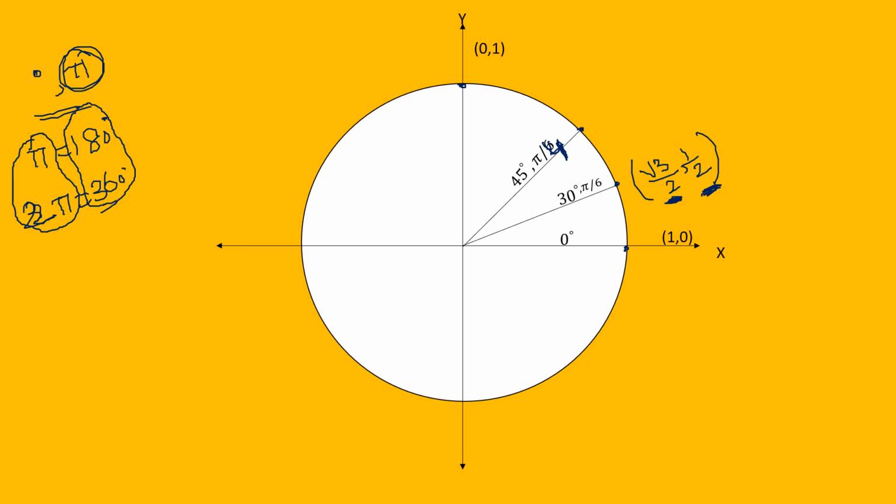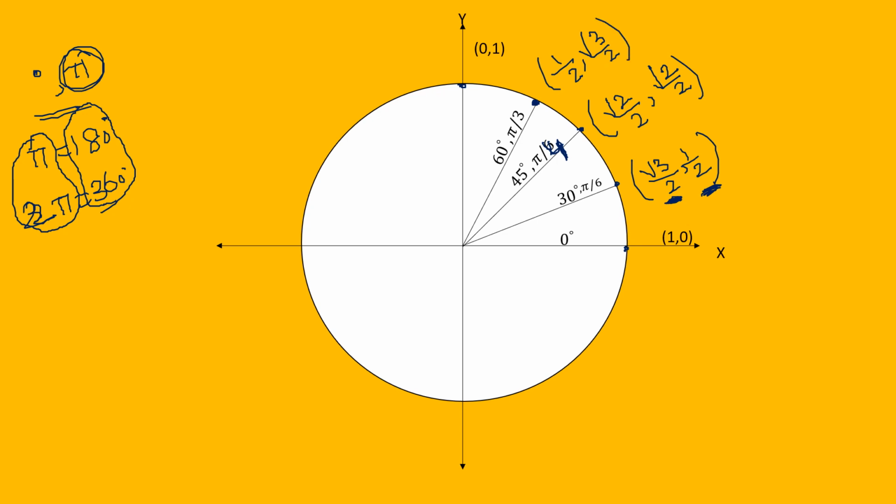So the point is over here, and what will be the value over here? It's actually root 2 by 2 and root 2 by 2. But after simplifying it, we are using 1 by root 2, 1 by root 2 values. Okay. Now the next value is going to be 60 degree. 60 degree can be defined as pi by 3 in radians. So the value of the point over here is 1 by 2, comma, root 3 by 2.